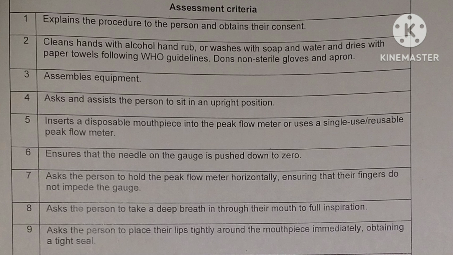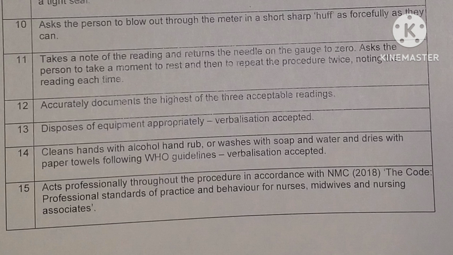Then we can ask them to take a deep breath through the mouth, seal your lips tightly around the mouthpiece and blow as hard and as fast as you can in a short sharp huff. Then in between we have to ask them, is it clear for them? Do they have any questions? Then take note of the reading and return the gauge to 0. Then ask the person to take rest and repeat the procedure twice more, because 3 attempts they have to do. Each time you should return the gauge to 0 prior to each attempt.